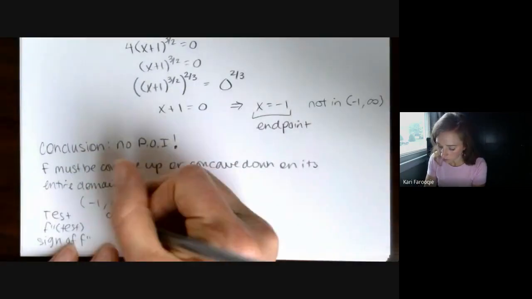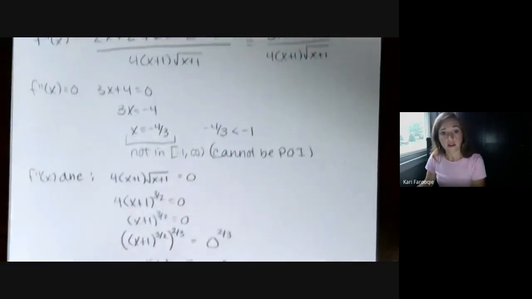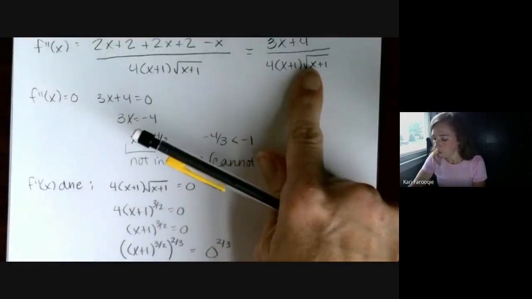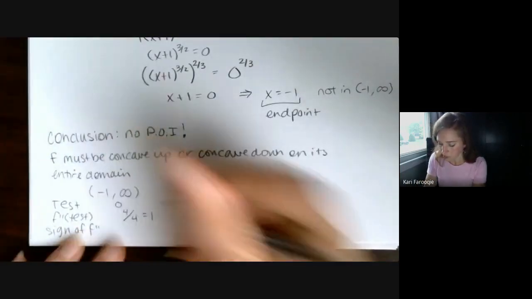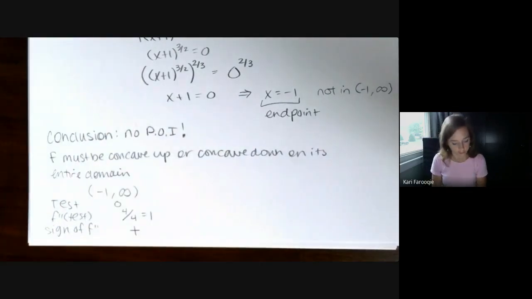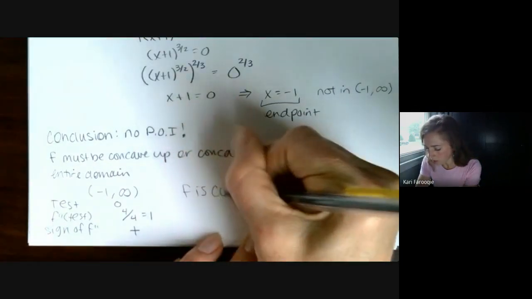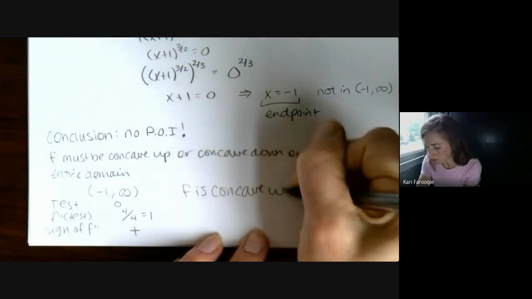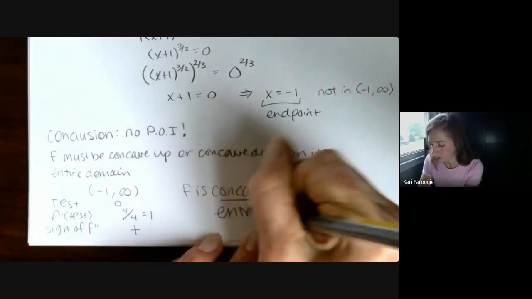3x plus 4. So 3 times 0 plus 4. The numerator will be 4. The denominator will be 1 times 4, also 4, which is 1. And the sign of f double prime will then be positive. That must mean that f is concave up on its entire domain.